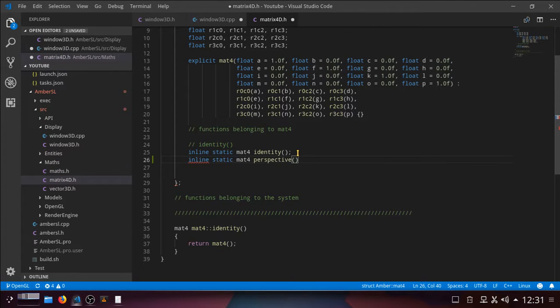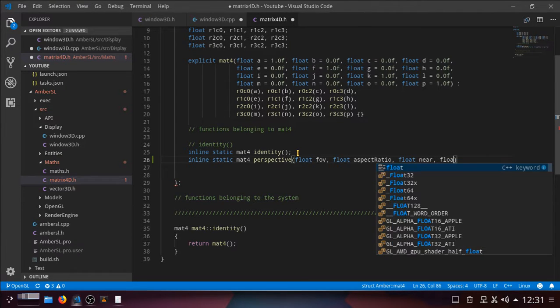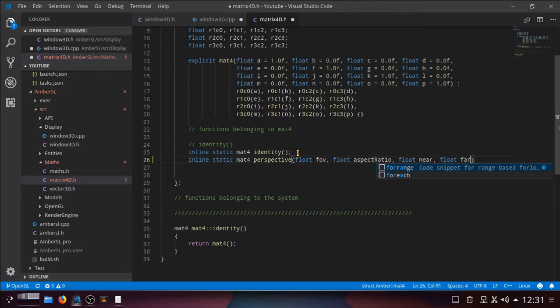And it takes all of those things, doesn't it? Which is a float field of view, a float, which is aspect ratio, a float near, and of course the float far. There we go. Does that look good? I think it does. Let's do that one.